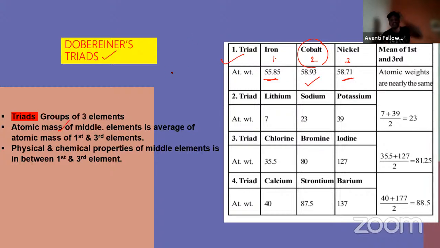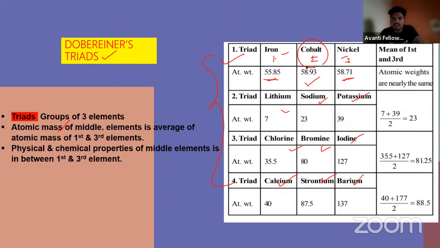I hope you guys are clear with this. Next, some of the physical and chemical properties also resemble each other. So these are the four important triads which you will observe in your examination. They will ask which among the following is Döbereiner's triads. So you can clearly say: iron, cobalt, nickel; lithium, sodium, potassium; chlorine, bromine, iodine; calcium, strontium, and barium. You just need to remember these triads.